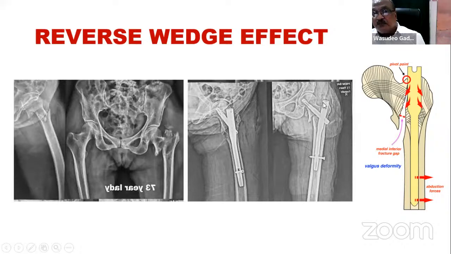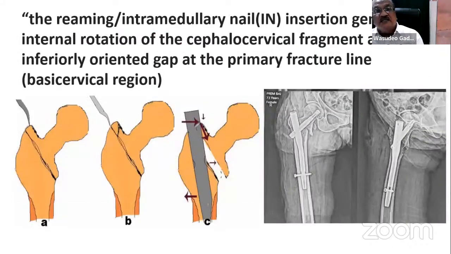It is a valgus reduction, but if you carefully look, your nail is going through the fracture site, your femoral head is pushed inside, you can see the relation with the greater trochanter, and there is a gap at the inferior side, and the calcar is seen more prominent because of the rotational malalignment. This is known as a reverse wedge effect. It arises from reaming of the intramedullary canal by third generation nails, internal rotation of the cephalocervical fragment, and an inferiorly oriented gap at the primary fracture line. You can see here, this inferiorly placed fracture line produces a reverse wedge effect.